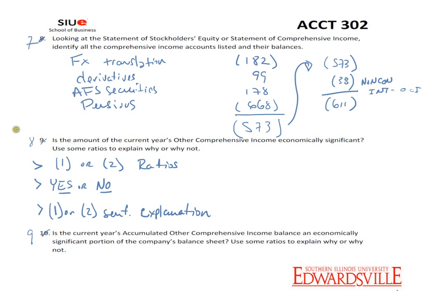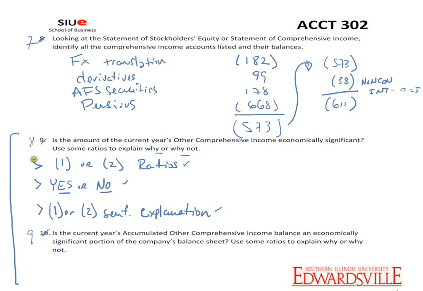Okay, 8 and 9, they're going to require you to do a little thinking, okay? I'm not going to give you the specific ratios to use, but I want 1 or 2 ratios, and then the second part, it says why or why not. You're going to have to explain, okay? And it asks you, is the amount significant, so you need a yes or a no. So say yes or no, and say at least one explanation why, and then try to pick a reasonable ratio.